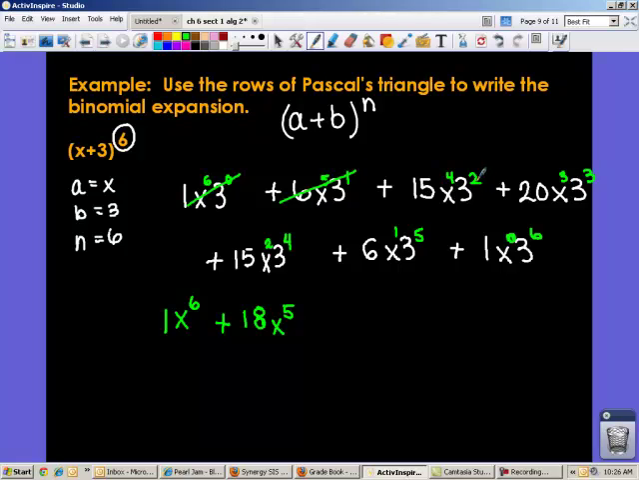We move on. 3 squared is 9, and 9 times 15 is 135. And then we have x to the 4th. Now we have 3 to the 3rd power, which is 27, and we multiply that by 20. And that's going to give you a 540 x to the 3rd. We're going to keep going. We have 3 to the 4th power times 15. And I'll tell you that's 1,215. And then you have your x squared.